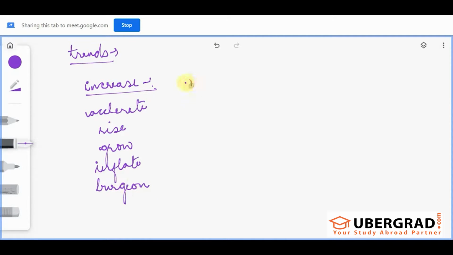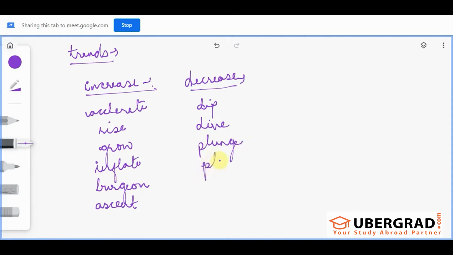Okay. Now for decrease, what are the words that we can use? Dip, dive. You can also use ascent over here. Dip, dive, plunge, plummet. Okay, all these are the words that you can use for this. So opposite of inflate is deflate. Opposite of ascent is descent.